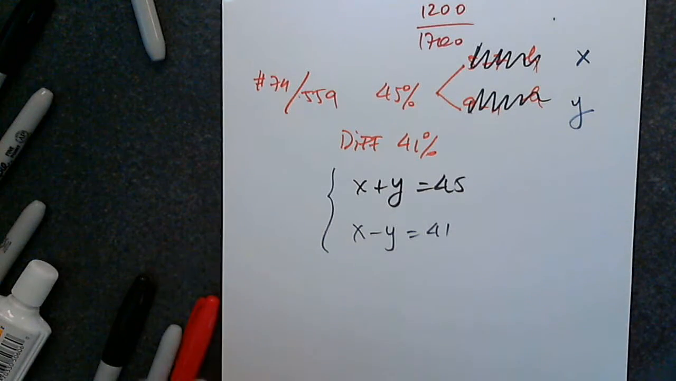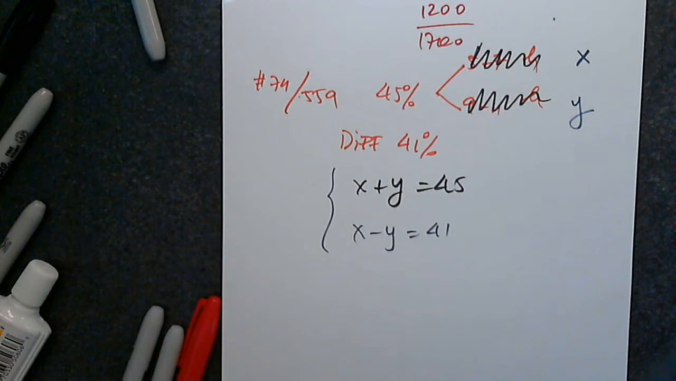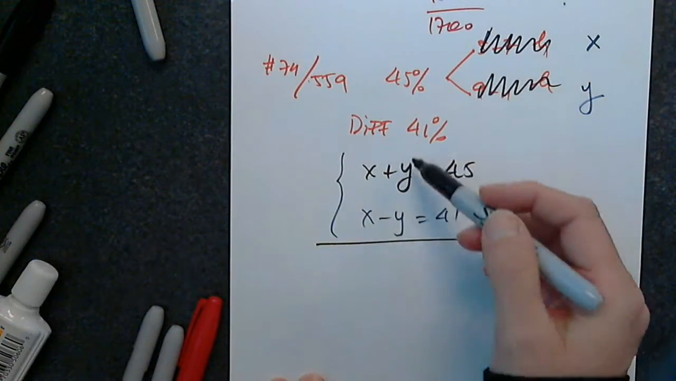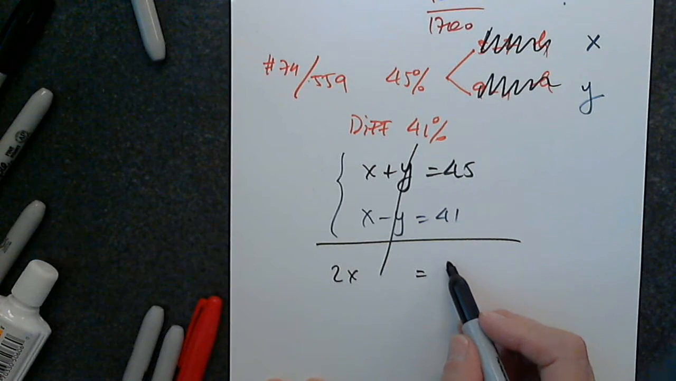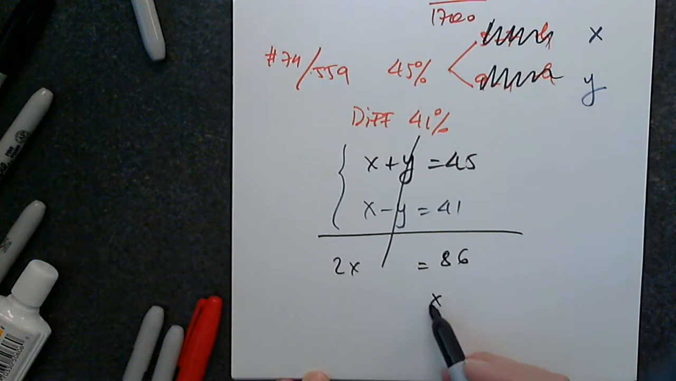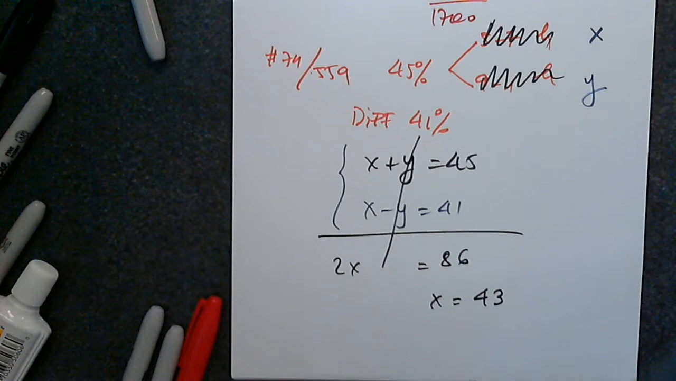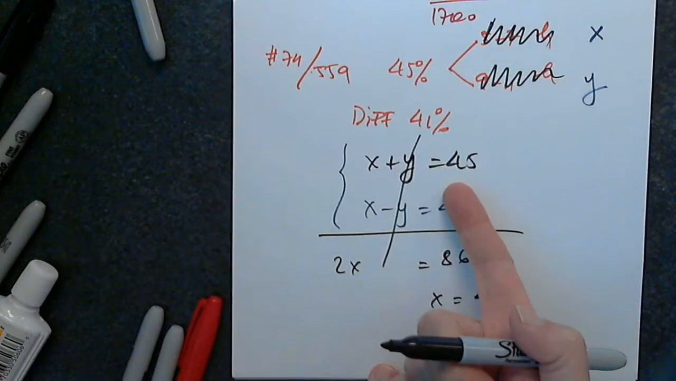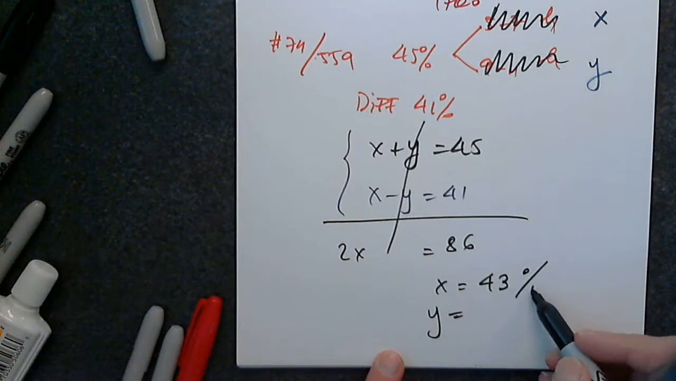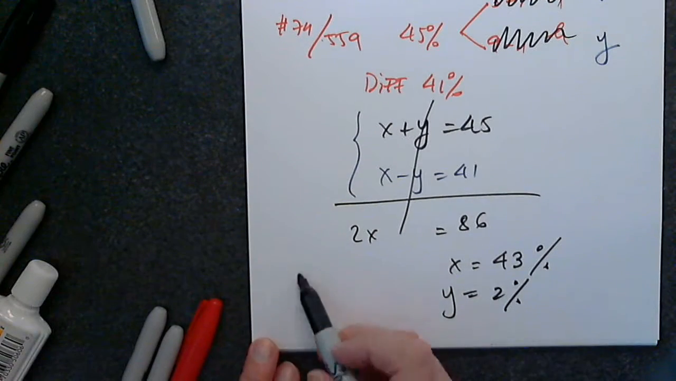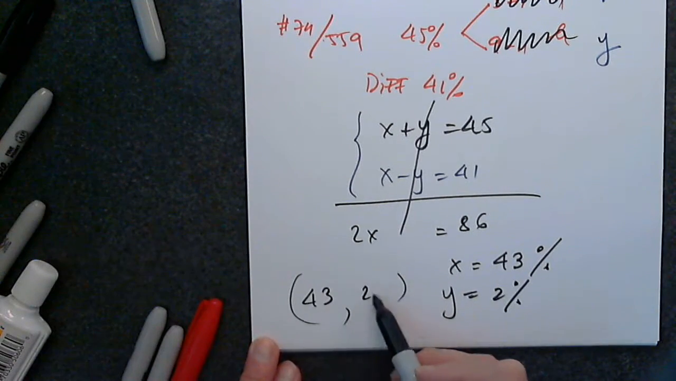Perfect. So this is a typical situation in which I can immediately add. I should not waste my time to do anything else. So then I get 2x equals 86. So then x equals 43. If x equals 43 and their sum is 45, what should y equal? Indeed, 2, of course, percent. So our solution appears to be this.